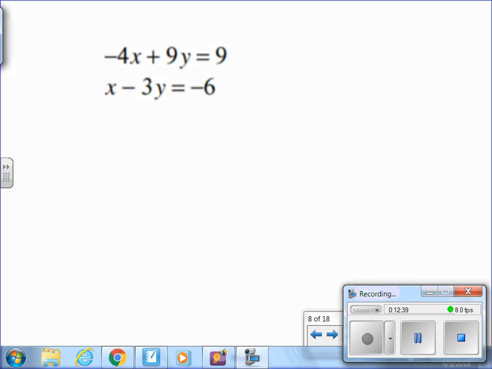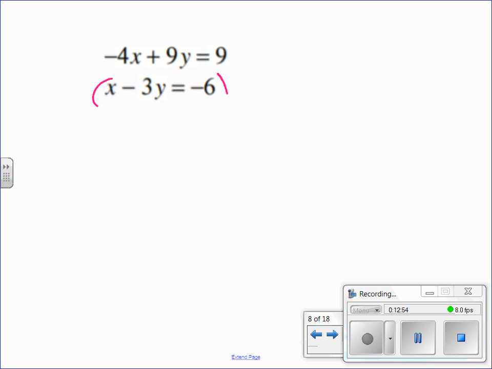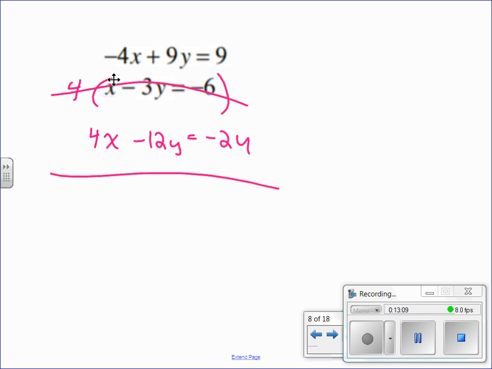Hello, people at home. So you have to make a personal decision. Am I going to eliminate my x's or am I going to eliminate my y's? If you decide, I want to eliminate my x's, which is actually what I decided, you're going to need to multiply the second equation through by a positive 4. Because what that will do is it'll make it a positive 4x minus 12y equals negative 24. And then the x's will eliminate when they're added together. Make sense?